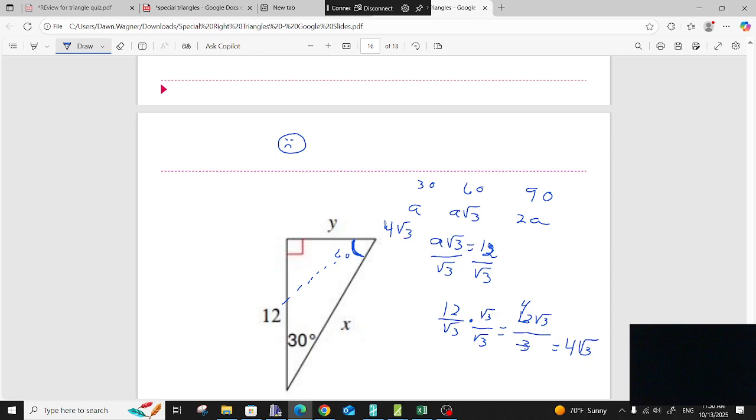Now I can substitute A in to get across from the 90. What is 2 times 4 square root 3? You only multiply the 2 outside. So what's 2 times 4? 8 square root 3. So across from the 90 is 8 square root 3. Across from the 30 is 4 square root 3. And we were given across from the 60.